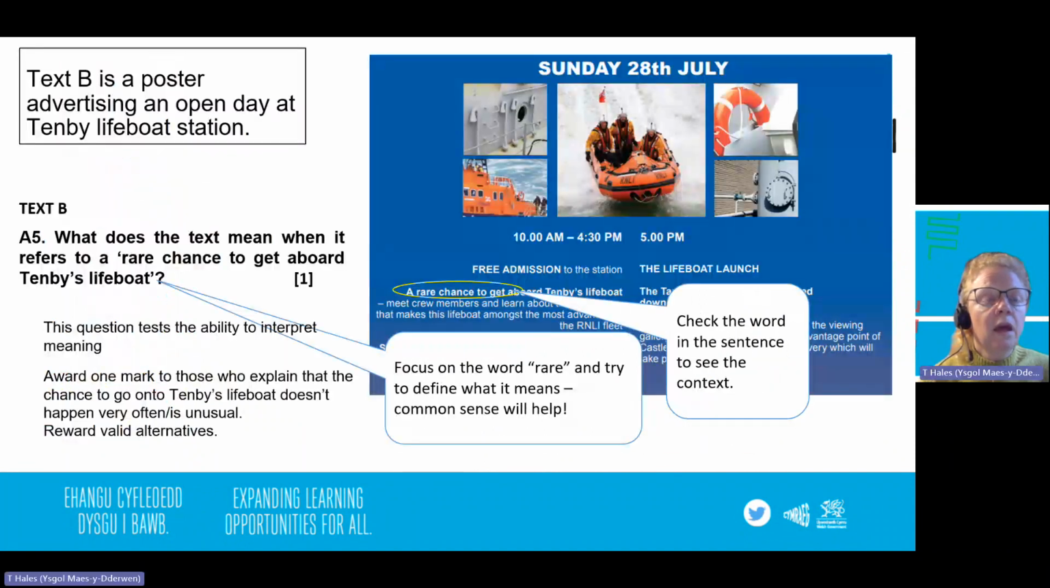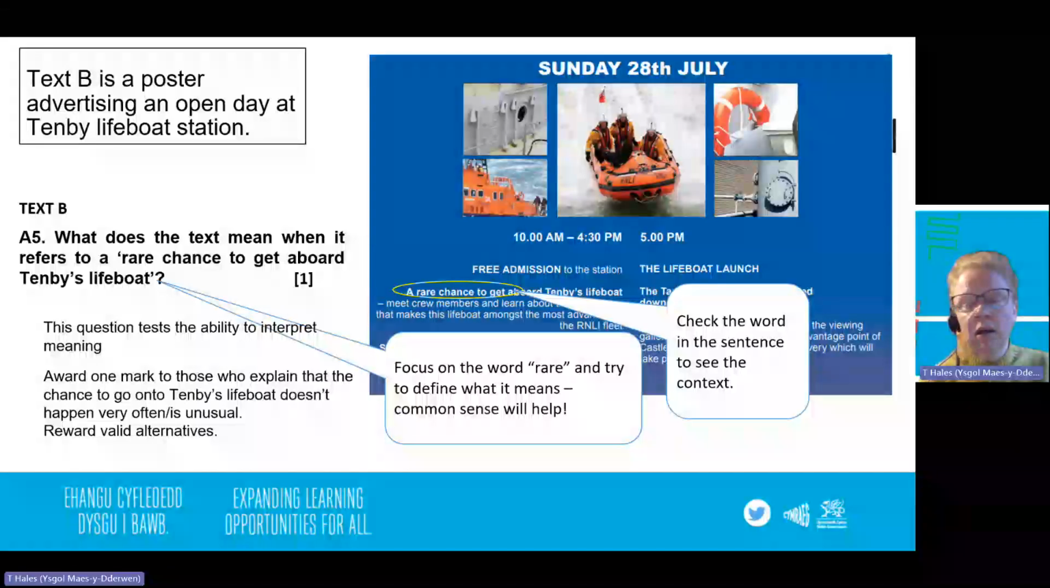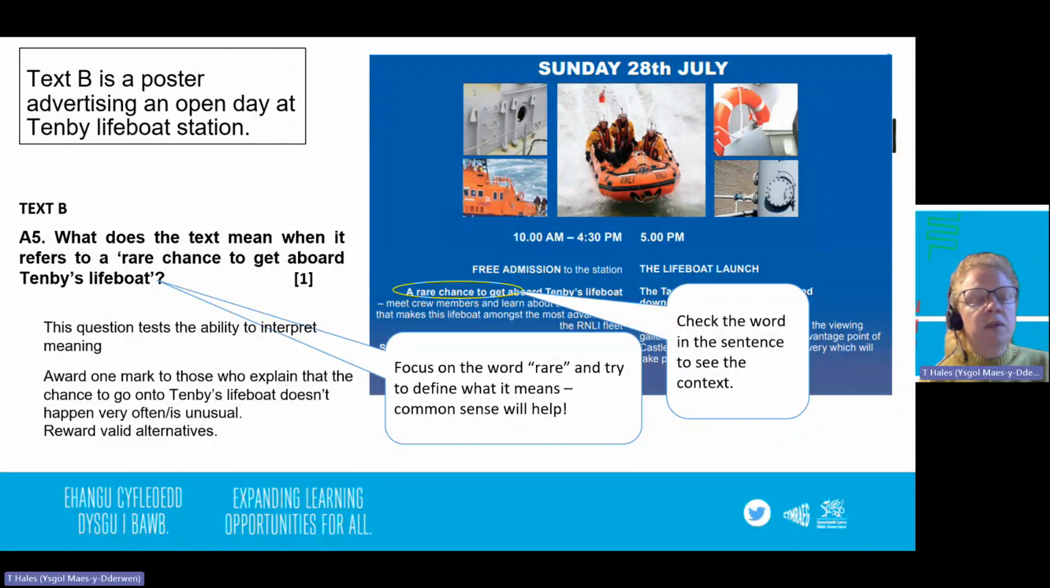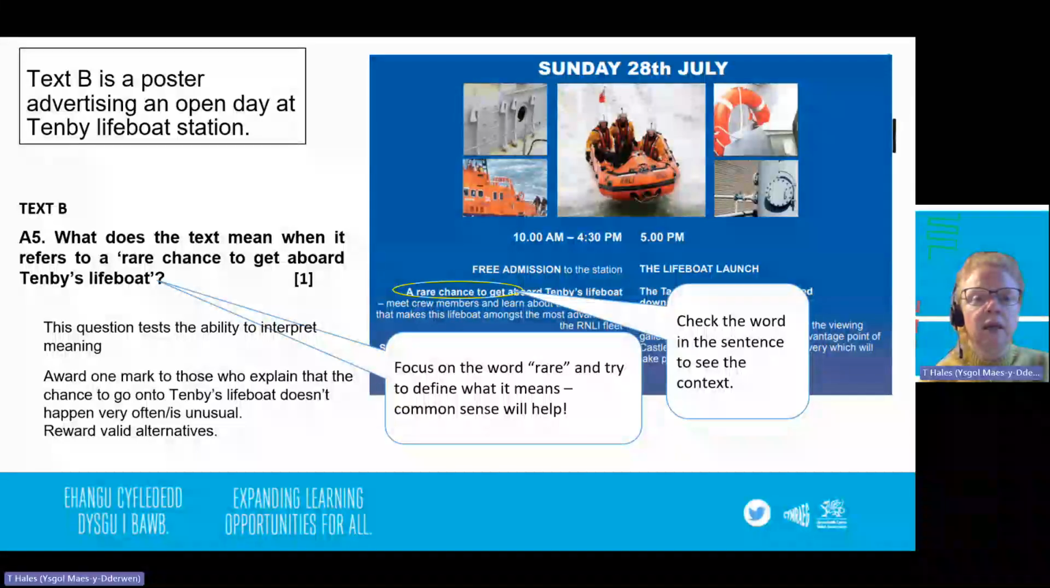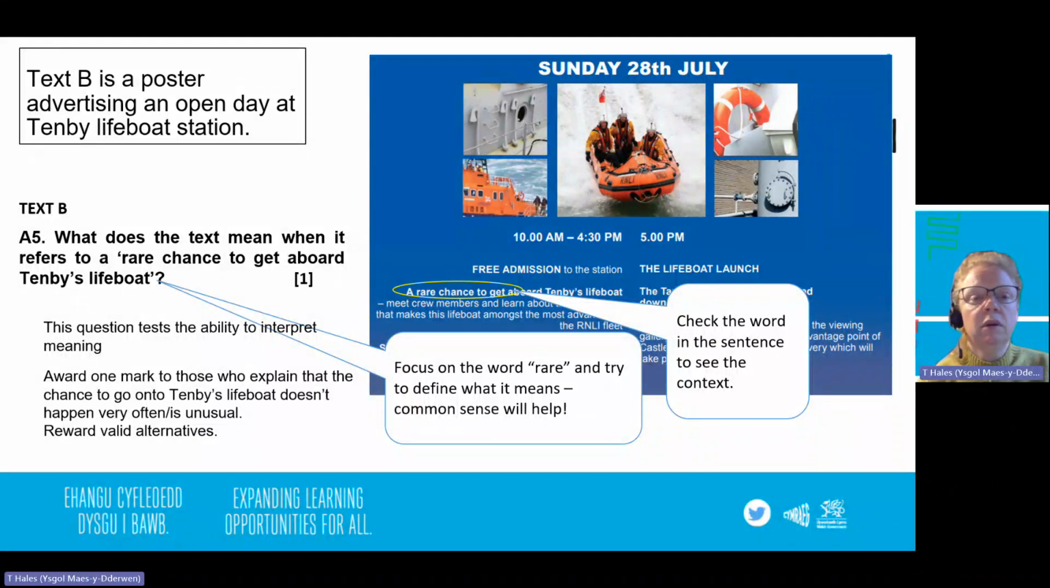Okay. All right, so now we move on to text B. So text B is a poster. It's advertising an open day at the lifeboat station. So the first thing it asks you is, what does the text mean when it refers to a rare chance to get aboard Tenby's lifeboat? And it's 1 mark. So really, the word they're focusing you on is interpreting the meaning of the word rare. What does rare mean? Can you define it? Common sense is going to help you with this one.